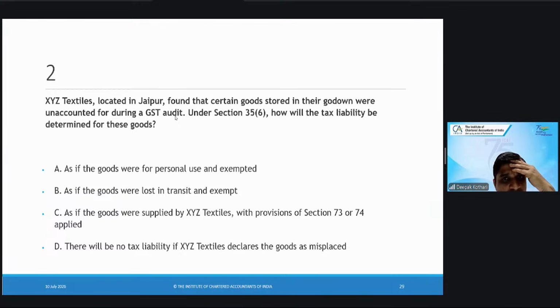As if the goods were supplied by XYZ textile with provisions of section 73 and 74 applied. Okay, what is 73 and 74? That we do self-assessment, right? Then the officer does the assessment and arrives at the demand. That power is given in this section 73 and 74. Good.